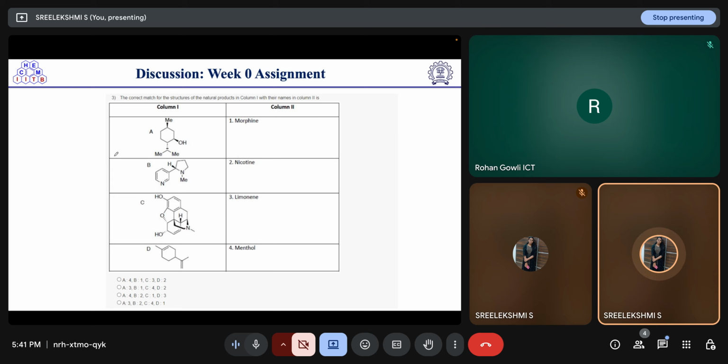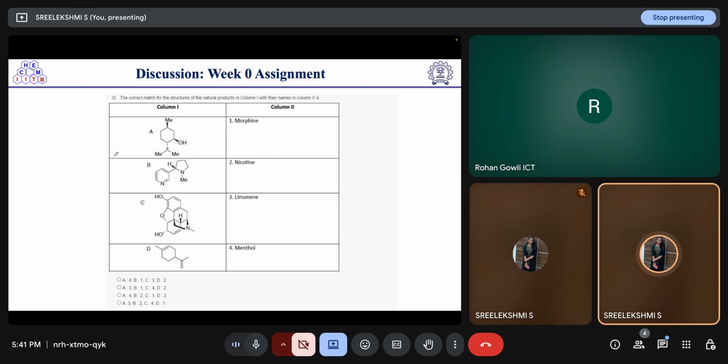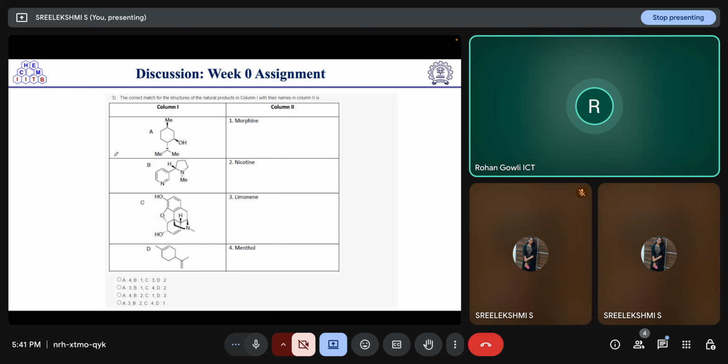Now, the correct match for the structures of the natural products in column 1 with their names in column 2. So, here four structures are there and four natural products are given: morphine, nicotine, limonene, menthol. So, can you match any of these? I guess D1 is menthol. No, yes, D is limonene. D is limonene, yeah.